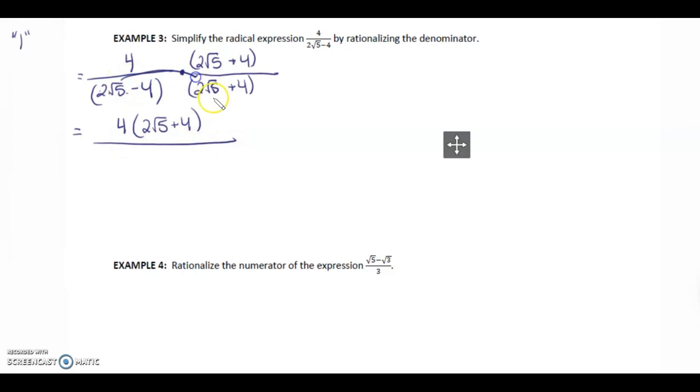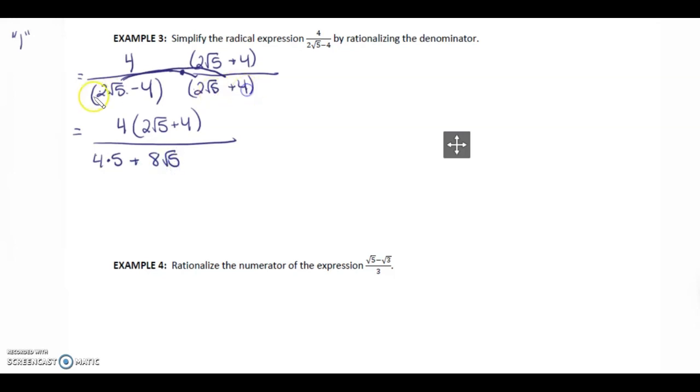So 2 root 5 times 2 root 5. Remember, the numbers are going to multiply like normal numbers, and then the radicals are going to multiply. So we can skip by writing root 25, right? Root 5 times root 5, and we can just simply write times 5. Okay, the next one, 2 root 5 times 4. So we're going to go plus 8 root 5.